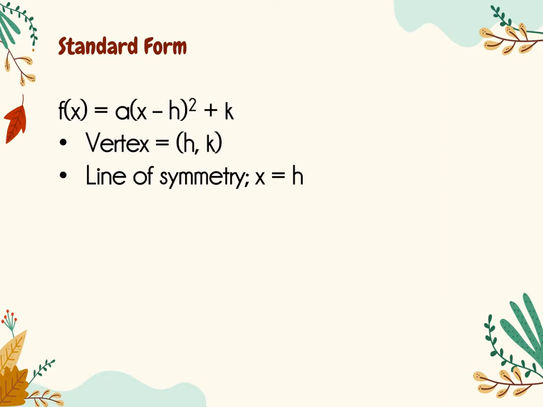We ended up completing the square when we were given our function in quadratic form to get it into standard form. Your vertex is always your h, k, and your line of symmetry is always an equation, and it's the h of the vertex, so x equals h.